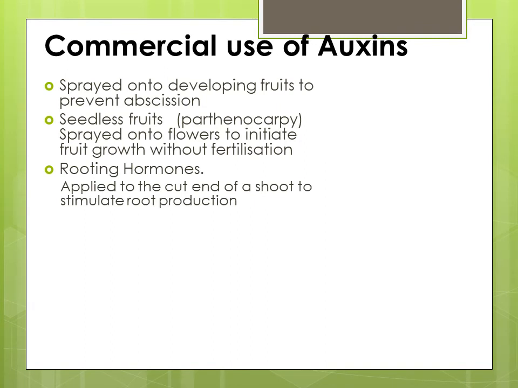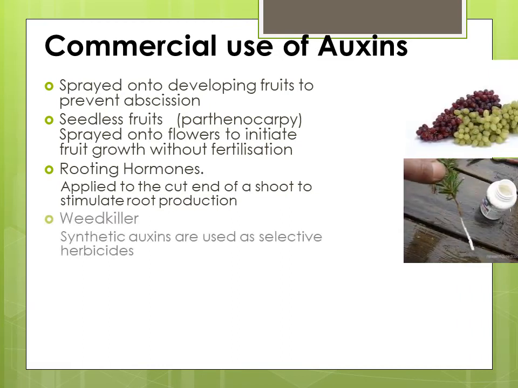Rooting hormones can be used by growers. So most rooting hormones contain auxin, and if you put it onto the end of a shoot, it will stimulate the shoot to produce more roots. I personally think that you don't need to do that because plants will do that anyway, but you can improve that process by using a rooting hormone if you want to.